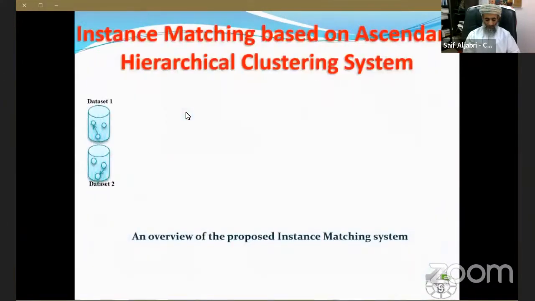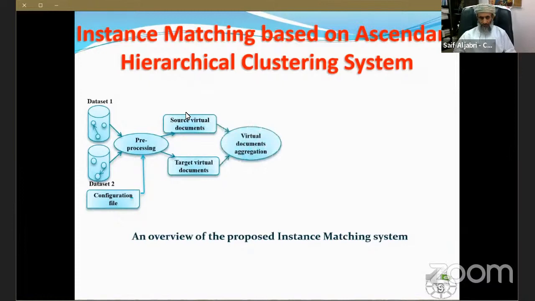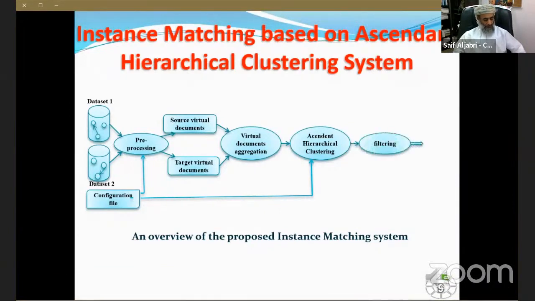So, after loading source ontologies and extracting their instance data, the pre-processing step represents each instance from both ontologies as a virtual document, containing the discriminative property values which are specified in a configuration file. The output of this step are the sets of source and target virtual documents. To prepare the input data to the clustering algorithm, all virtual documents are aggregated in a single set. The ascendant hierarchical clustering is the core step of our system because it gives the main part of the mappings between input instances. The obtained mappings are filtered to eliminate wrong mappings and give the final results of our system.